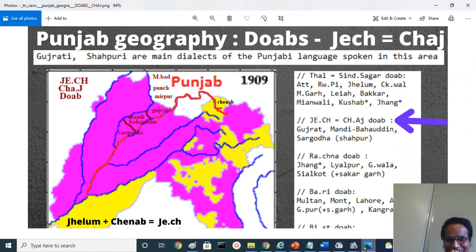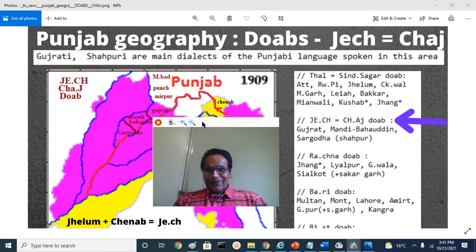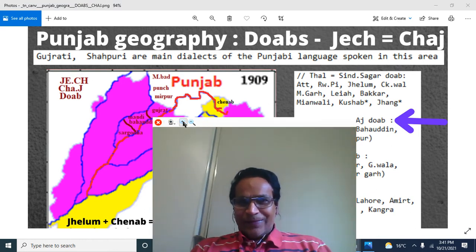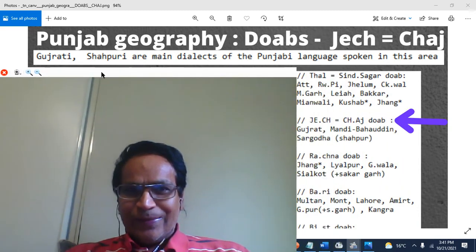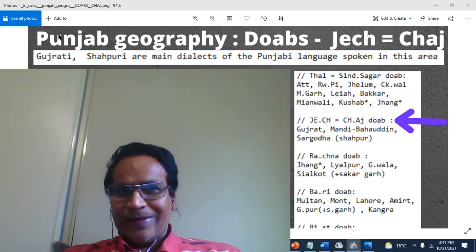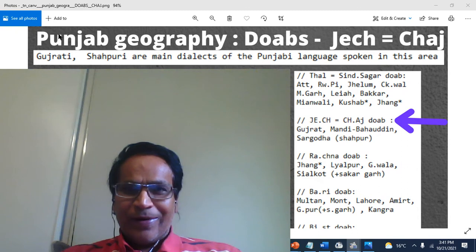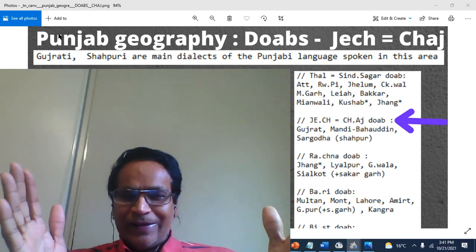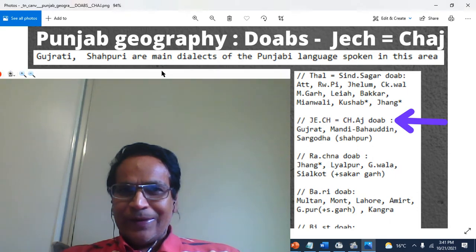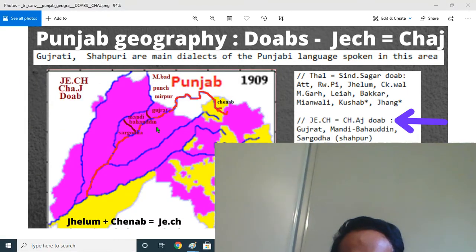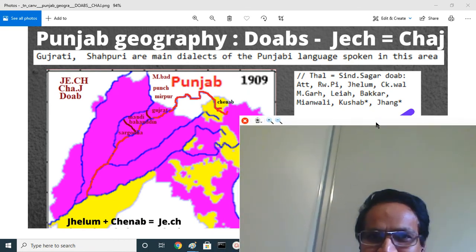that is in brief about the Jech Doab and Chaj Doab. With this, we have completed all the five Doabs. Essentially, what we talked about today is the Punjab geography part, the Doabs, the interfluves, that is the land between two rivers, that is the Doab, and the elevated tableland within the Doab, we know already, is a bar.